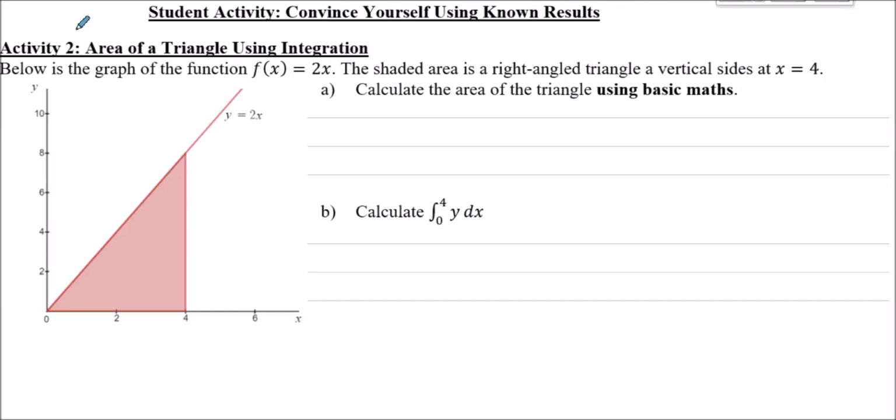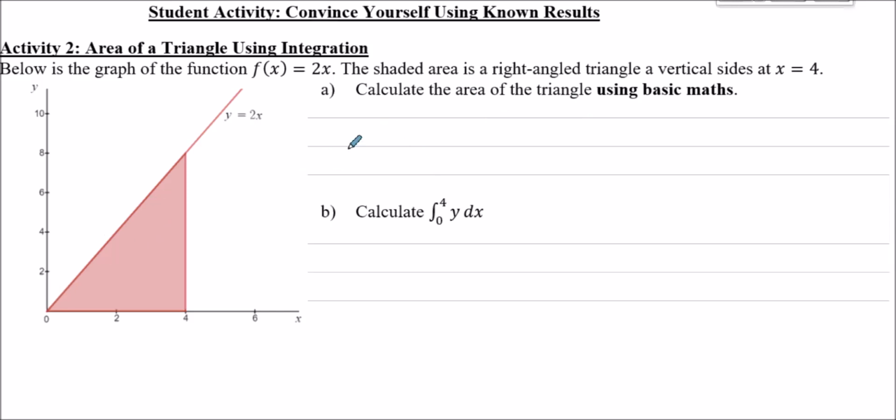Slightly harder example for you to try. Again, do this first yourself, pause the video, then just check to see if you've got it the same as what I'm doing here. Okay, so unpause when you're ready. Okay, let's go. So here we've got this red shaded triangle. So first we'll calculate this triangle using basic maths. For part B, we'll then verify it using integration.